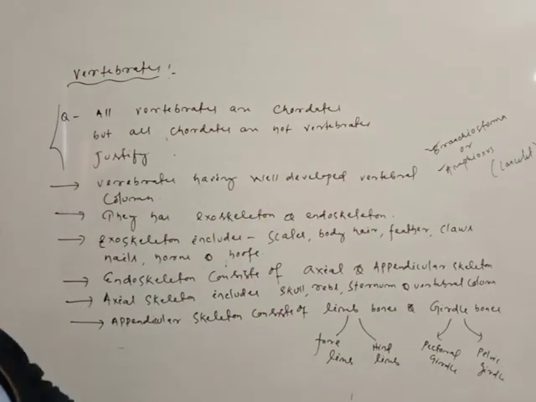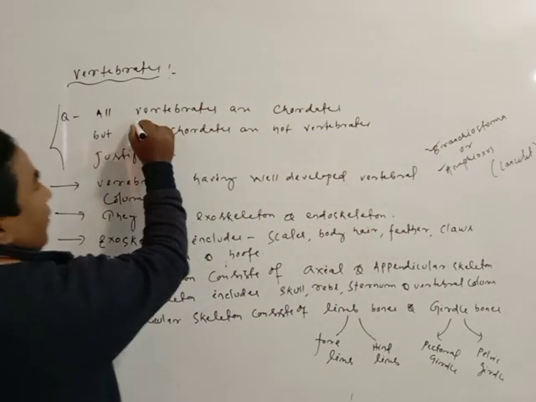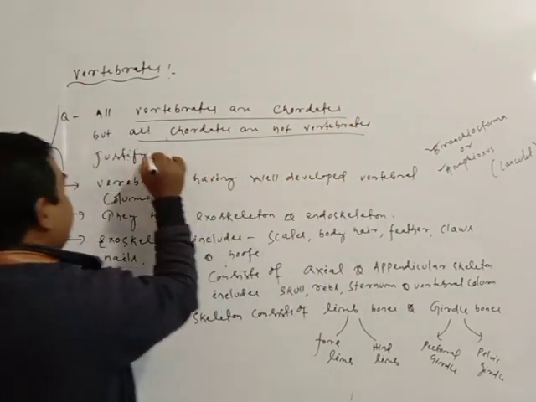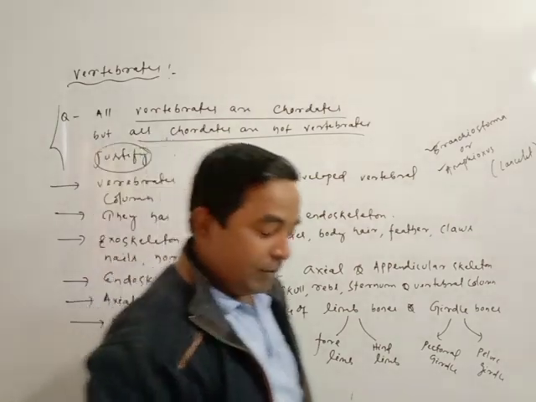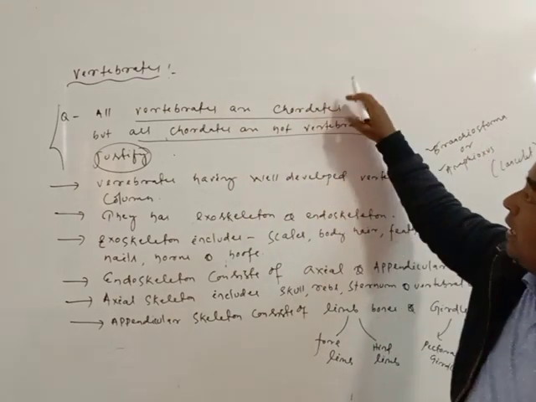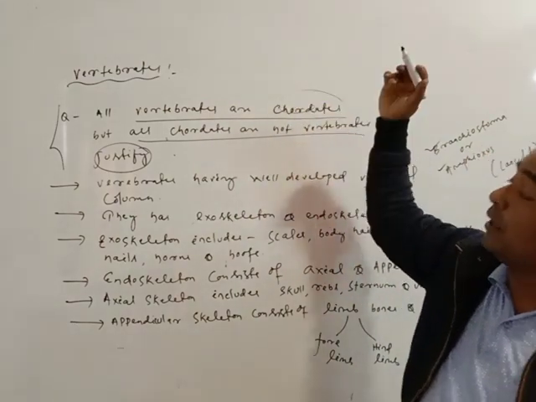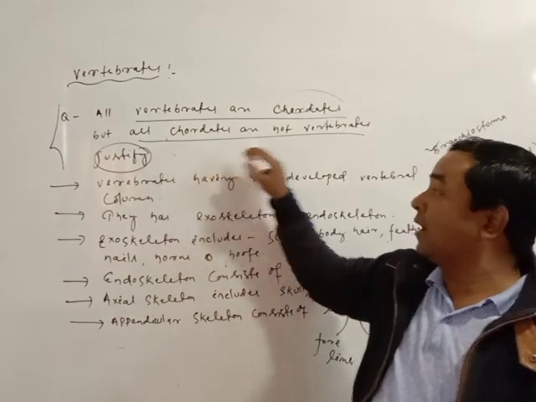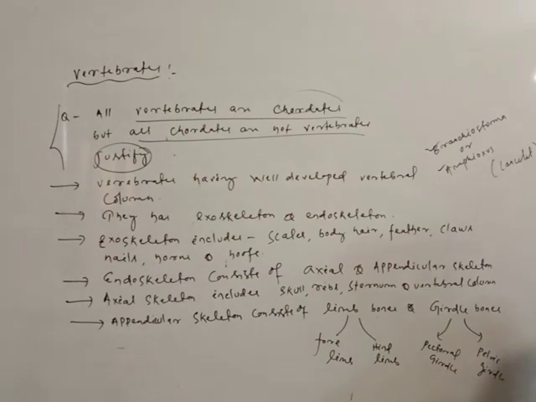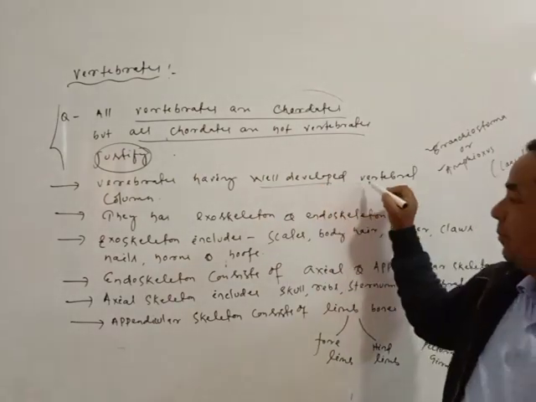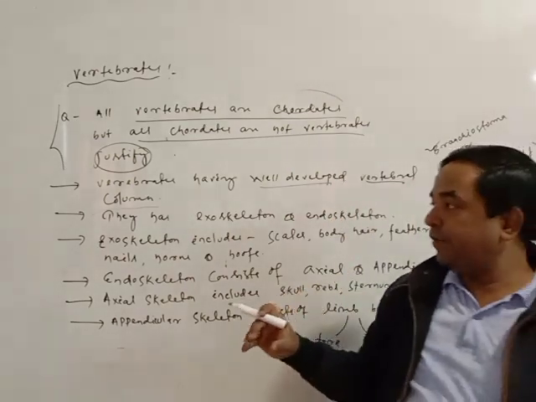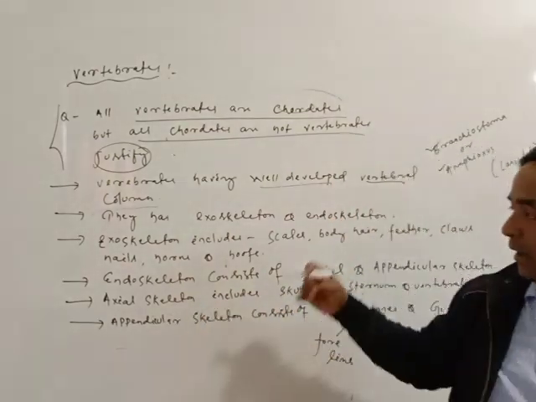See, the question: all vertebrates are chordates, but all chordates are not vertebrates. Justify. Those having a vertebral column have chordate characteristics, but how are all chordates not vertebrates? You will answer it. Next, vertebrates have a well developed vertebral column, which consists of bones or cartilages.